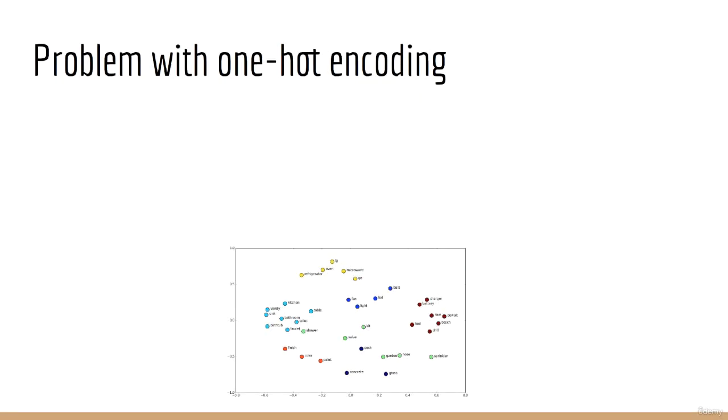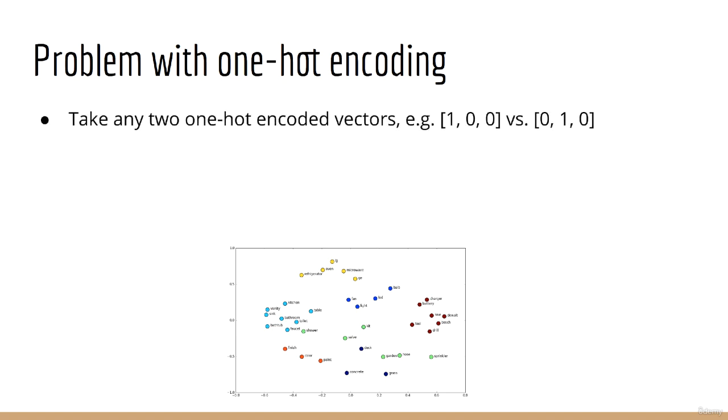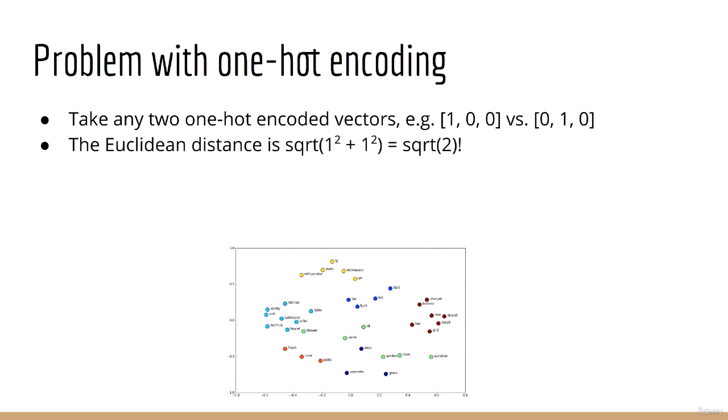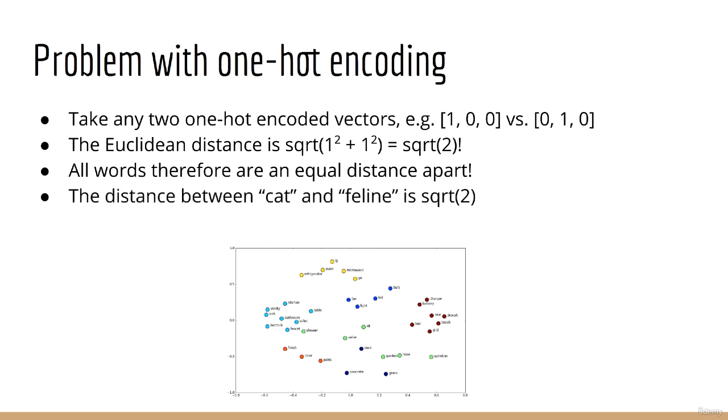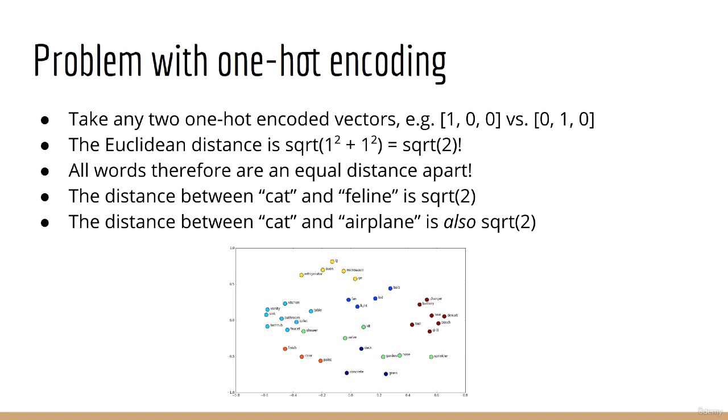But what do one-hot encoded feature vectors look like? Well, if we take any two one-hot encoded feature vectors and we calculate the Euclidean distance, we will always get the square root of 1 squared plus 1 squared, which is just the square root of 2. It doesn't matter which 2 words we select because they are all one-hot encoded. For example, the distance between cat and feline would be square root of 2, but the distance between cat and airplane would also be square root of 2. In other words, this data has no useful geometrical structure.